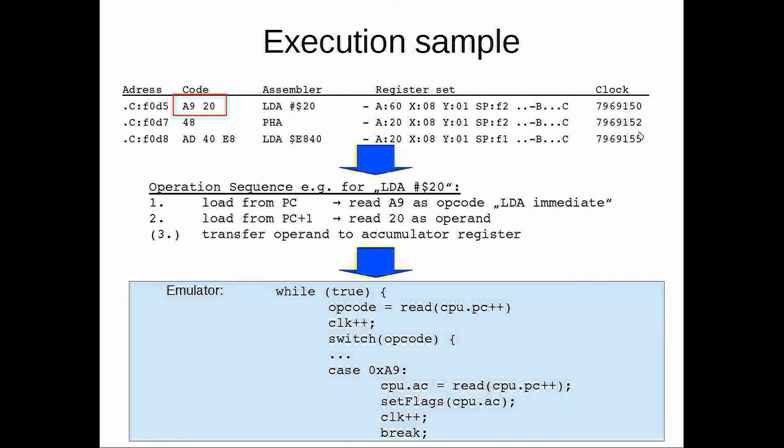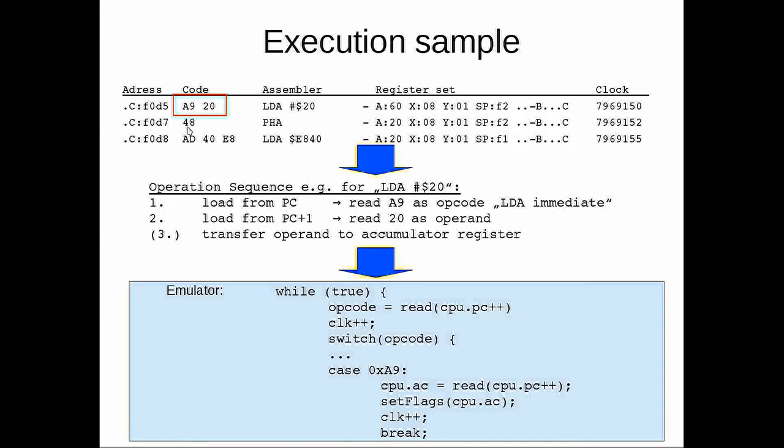What we can see here is it actually takes two cycles, not three. That is because this third cycle is hidden behind the first cycle of the following opcode. So this is a kind of pipelining that the 6502 processor actually does.